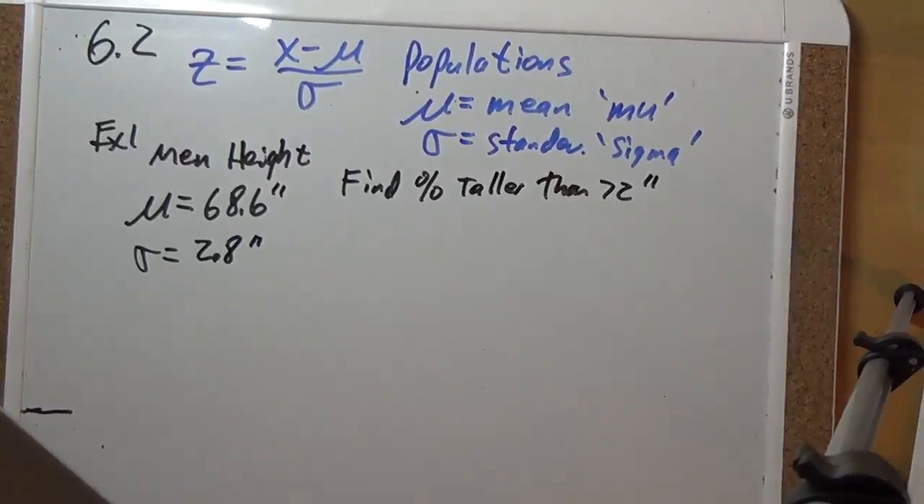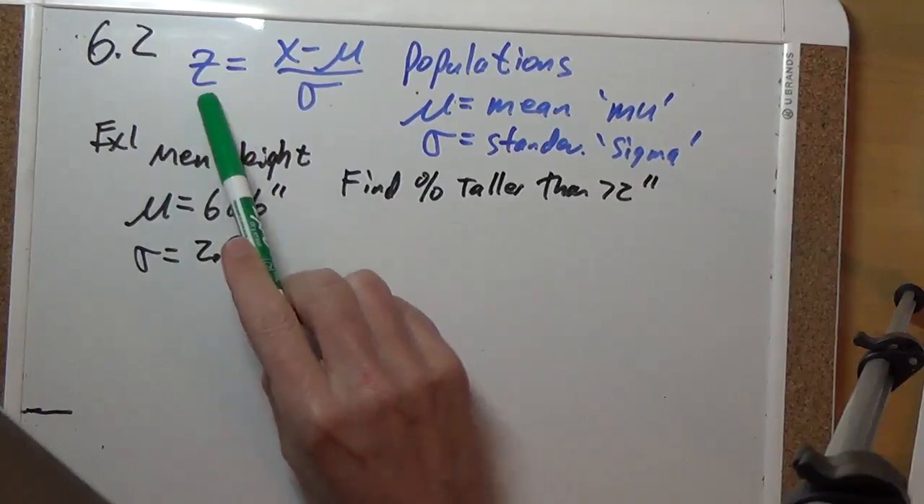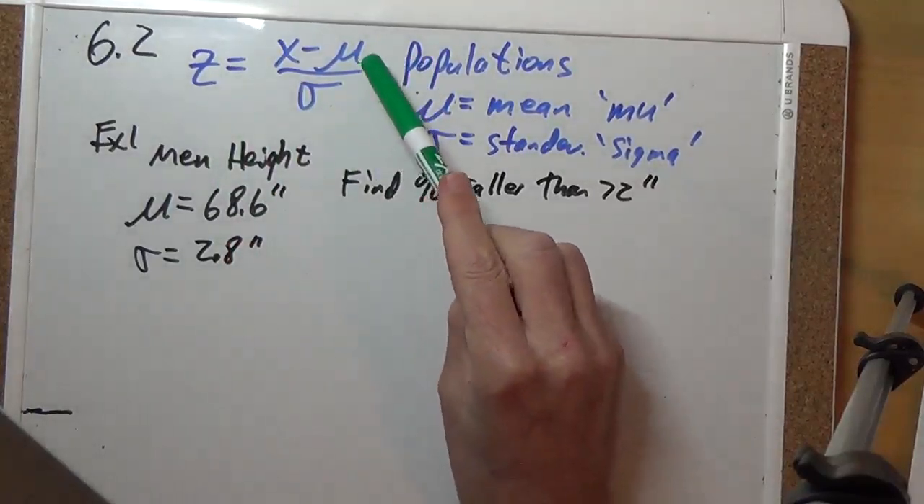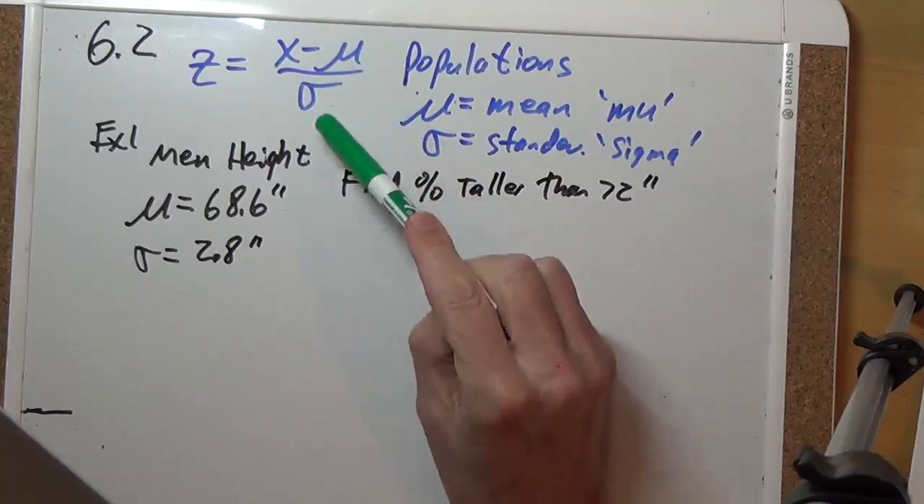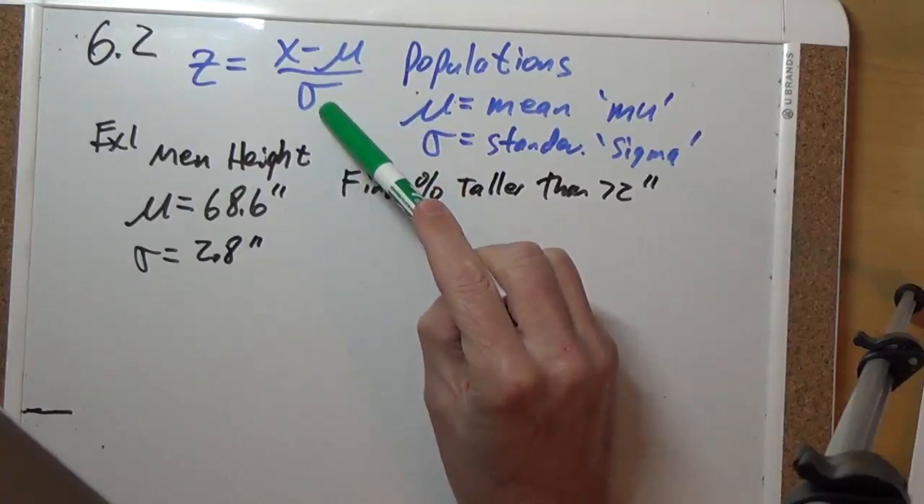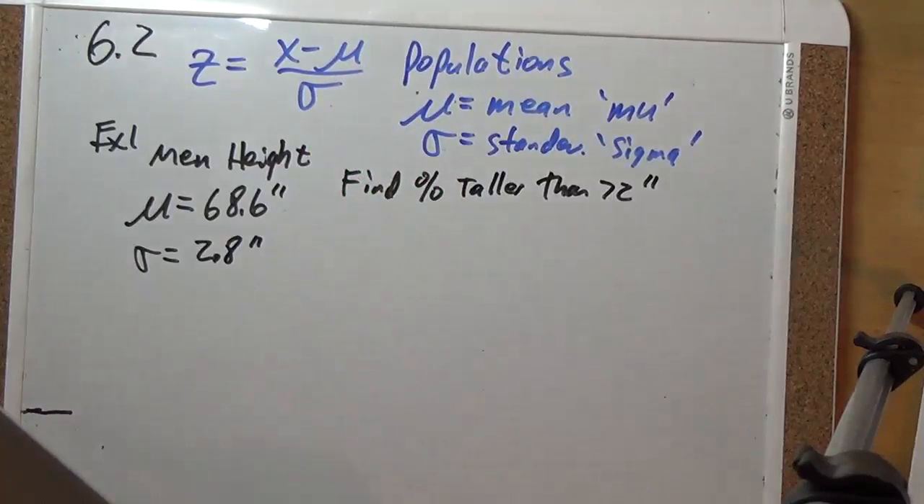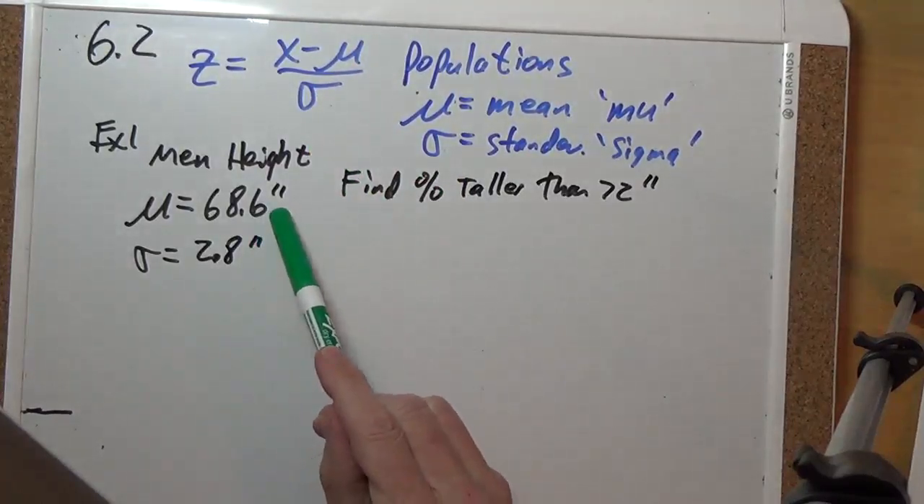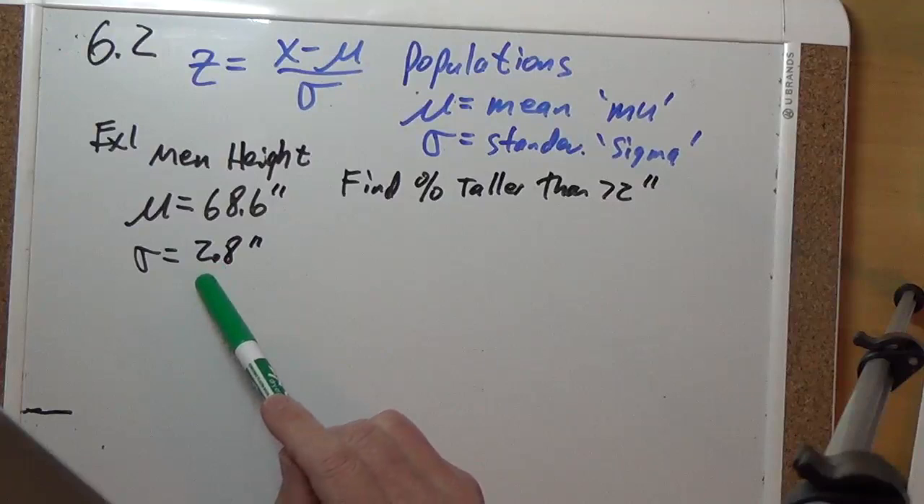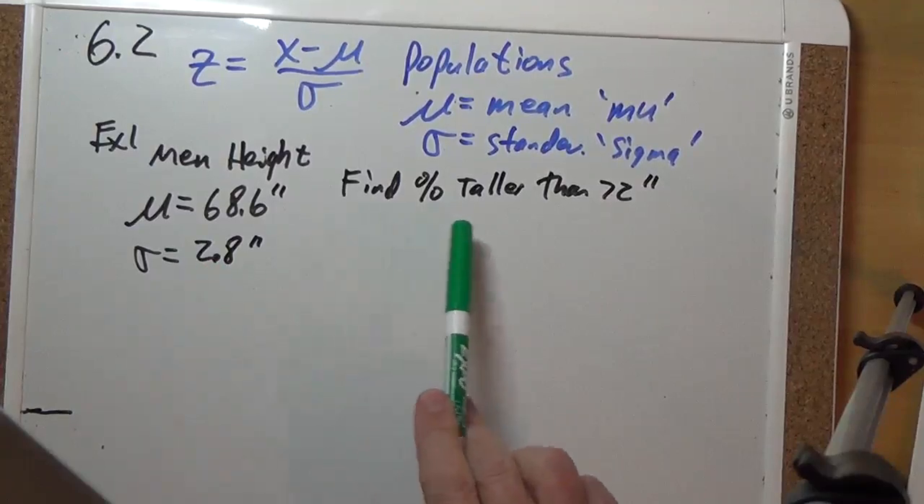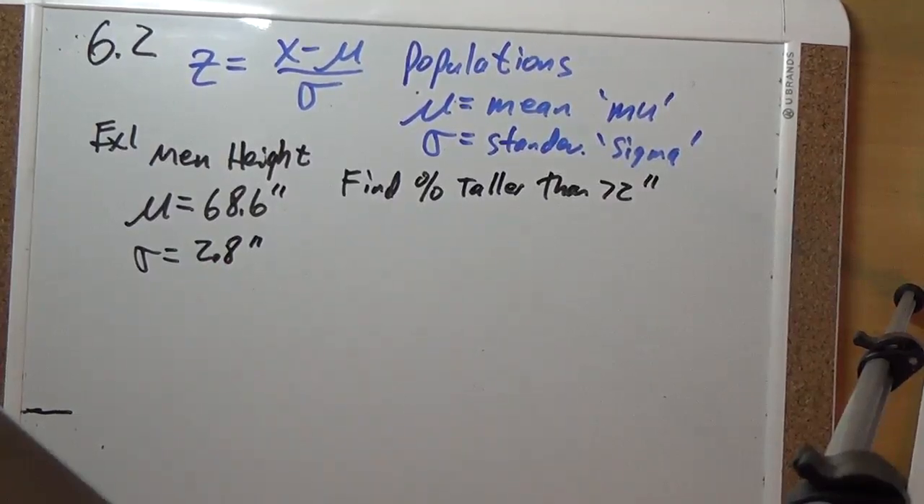Okay, I'm going to do two examples in 6.2. The first one I'm going to do is example 1. But before I do that, I want to point out a couple things. If you remember, here's our formula for finding z-score, but now we're dealing with populations, where we have a population mean mu, population standard deviation sigma. So the mean height of men, 68.6 inches, standard deviation 2.8 inches. We want to find the percent that would be taller than 72 inches.